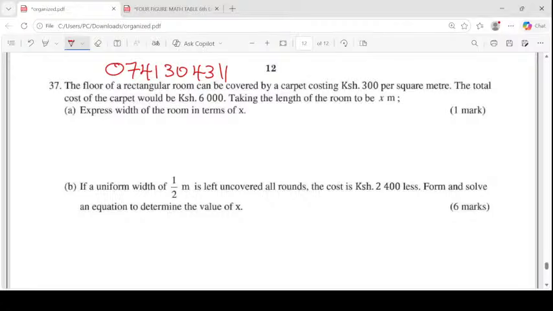The floor of a rectangular room can be covered by a carpet costing 300 shillings per square meter. The total cost would be 6,000 shillings. Taking x, the length of the room to be x, express the width of the room in terms of x.